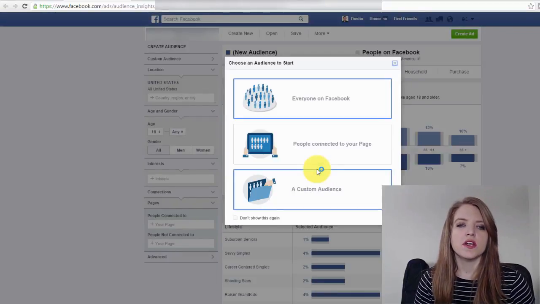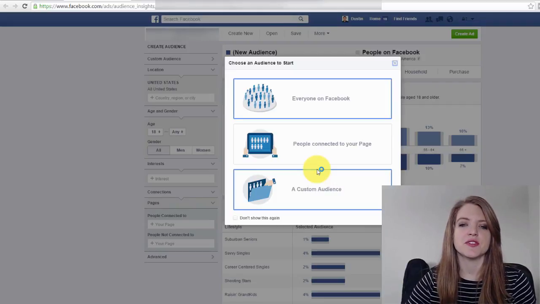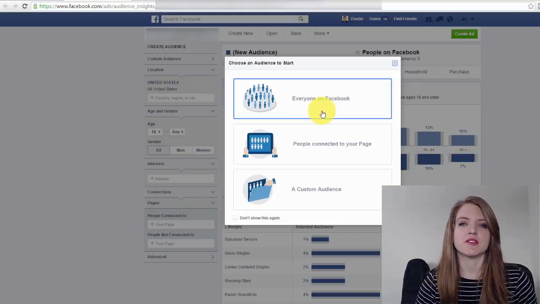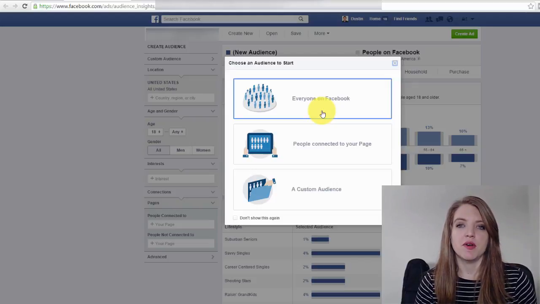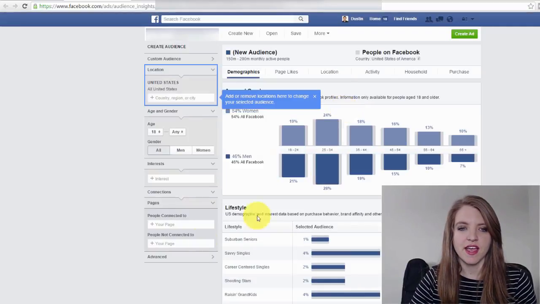And so what you're going to be doing for the purposes of this blog post and this video is choosing everyone on Facebook, because we just want to gather information about some broad niches and some broad interests so that we can find out more about the people in your niche and in your audience. And so the way you're going to do this is you're going to click on everyone on Facebook, and then you're going to see all these different options.